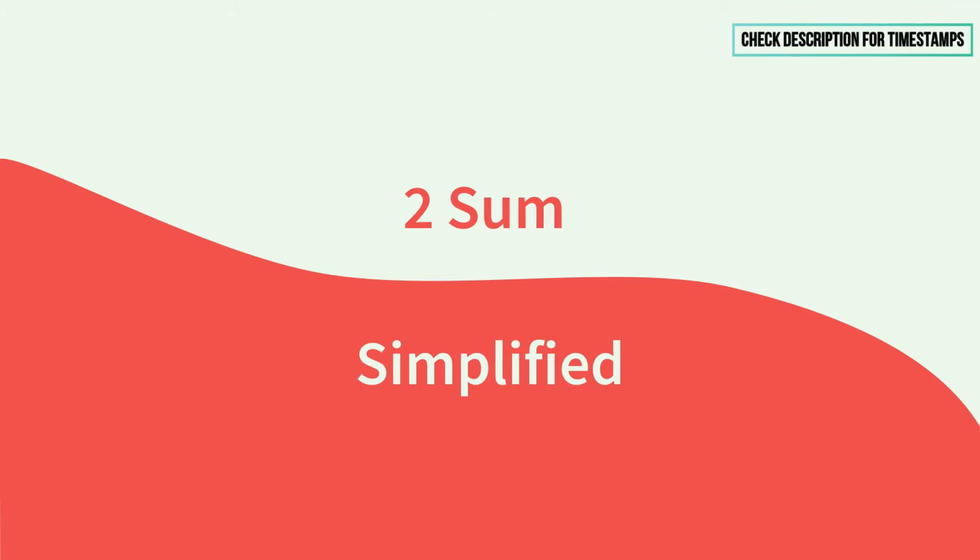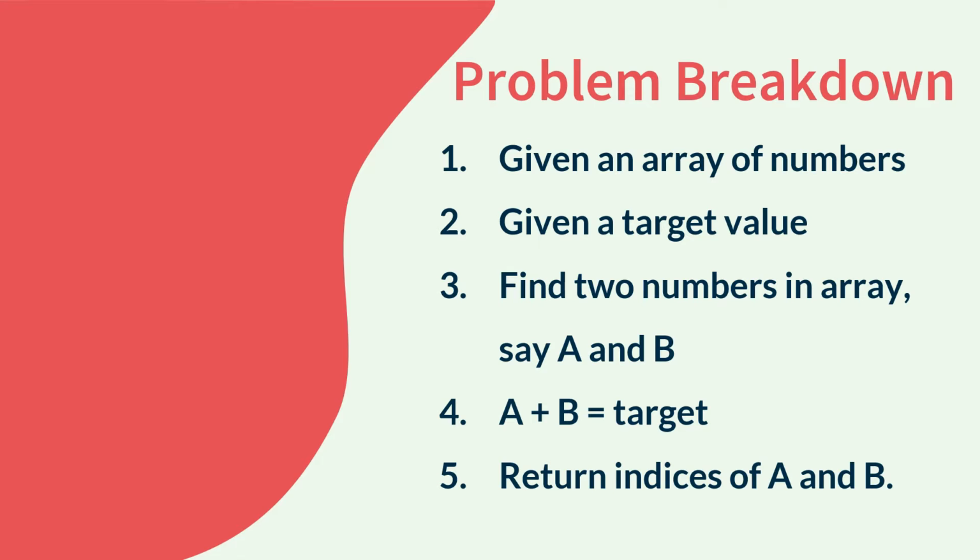Before looking at the solution, let's break the problem down a bit so that it's easier to understand what is required of us. We're given an array of numbers and a target value. Our task is to find two numbers a and b in that array such that when you add a and b we get the target, and we're supposed to return the indices of a and b. So this is what the basic problem is.